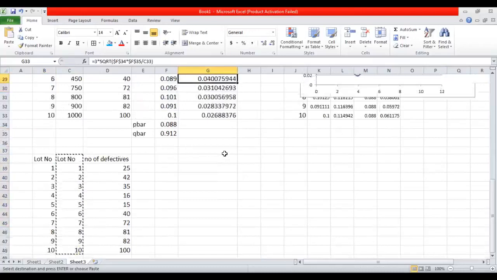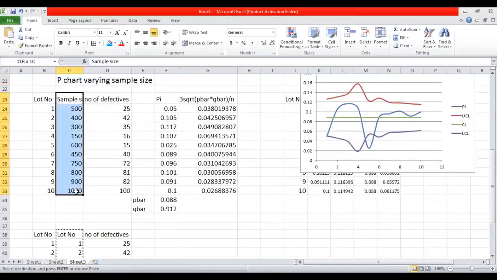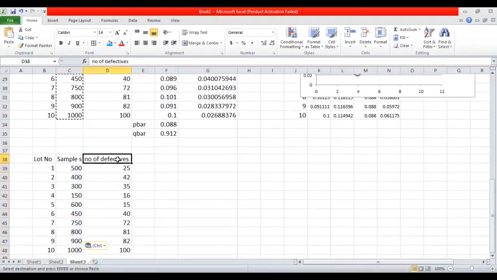I'll paste the sample size also. Yes. Now with these values, we have the D values. This D is nothing but N into P value. N into Pi is nothing but the D values. So these values you can write as N into P. So these are N into P.